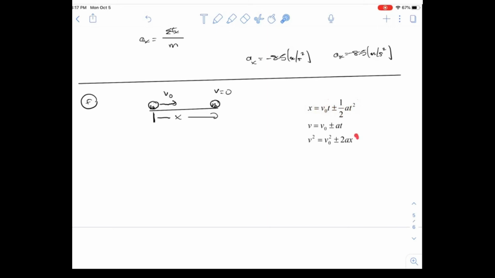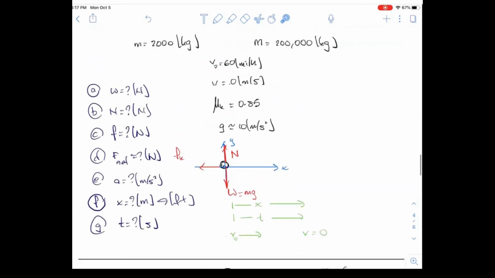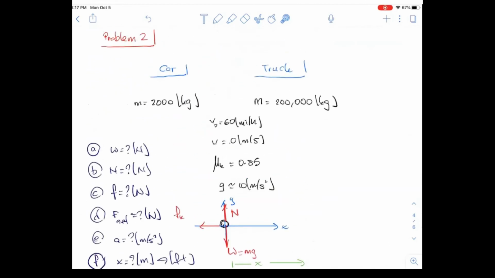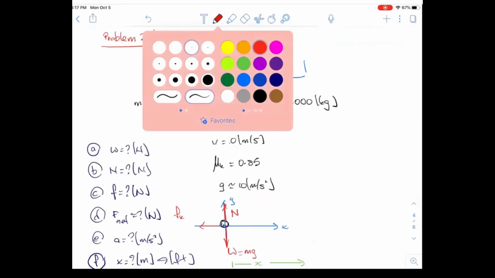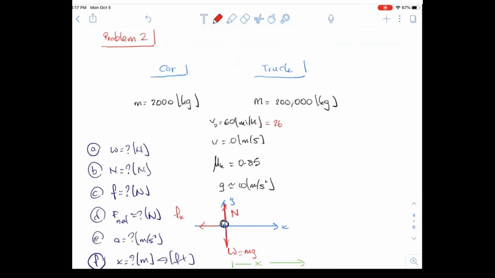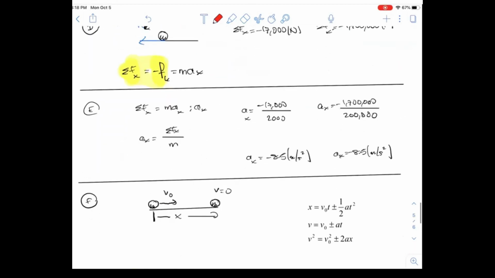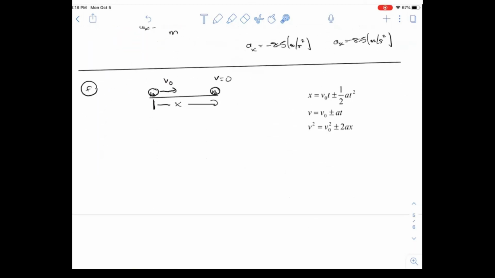All right, so we're trying to figure out the distance. We know the acceleration. We know the initial speed. We know the final speed. All right, so what's the initial speed in this case? This thing is moving at 60 miles per hour right here. So which means that the initial speed is going to be 26.78 or 79 meters per second. All right, so that's known. Assuming that the acceleration is constant, the only one that makes sense to use is this one. So let's use that one.